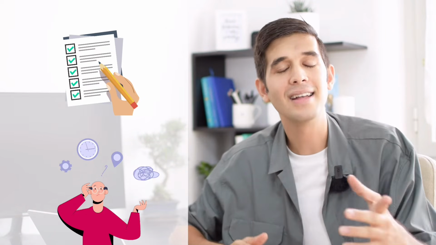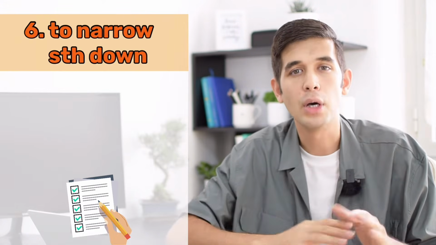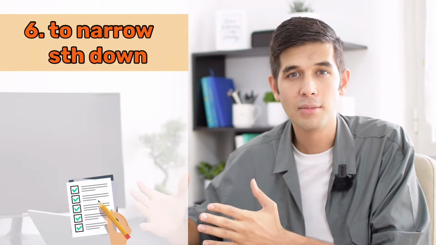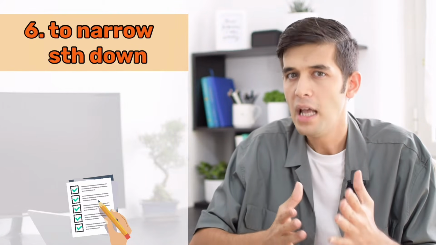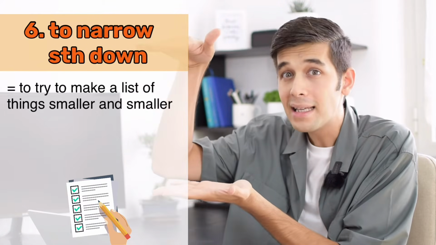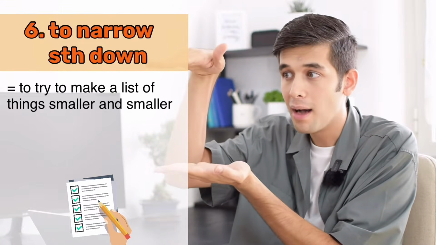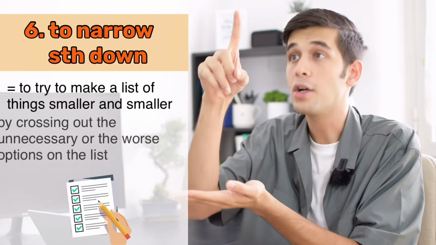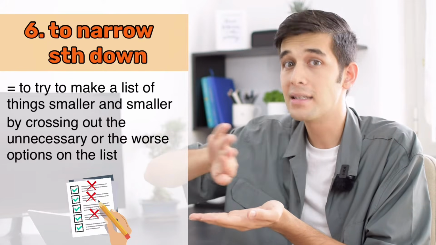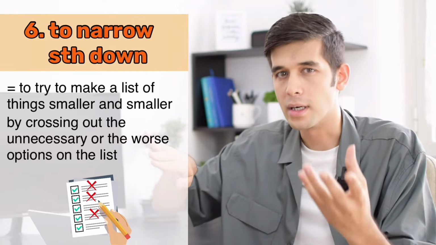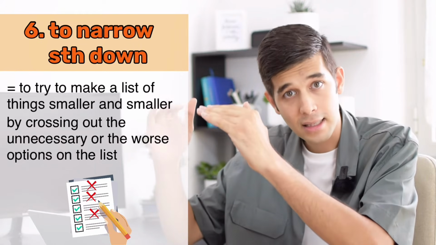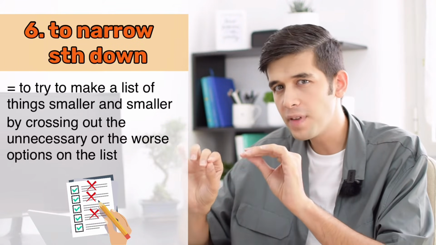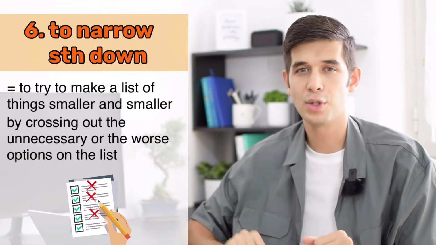And that is the next phrasal verb, to narrow something down. But what does it mean? When you say to narrow something down, you mean to try to make a list of things smaller and smaller by crossing out the unnecessary or the worst options on the list. You start narrowing the list down to a few very good solutions.